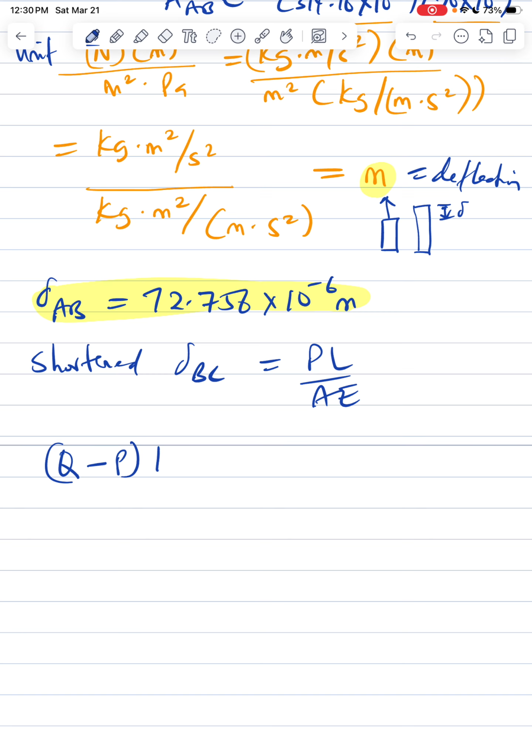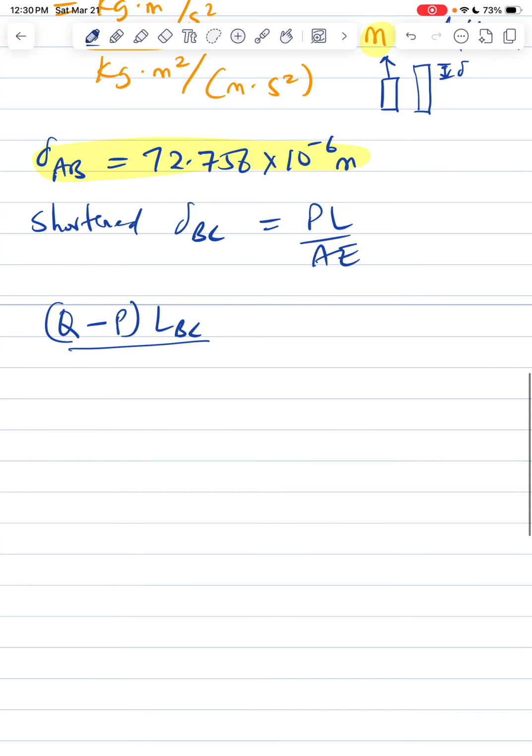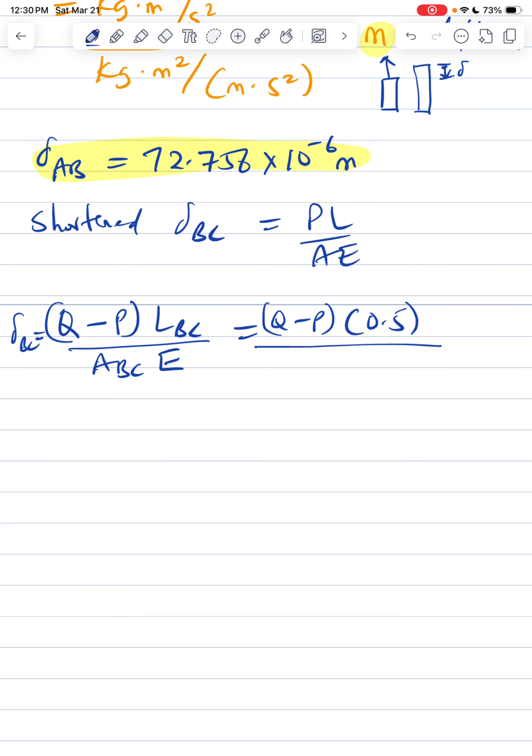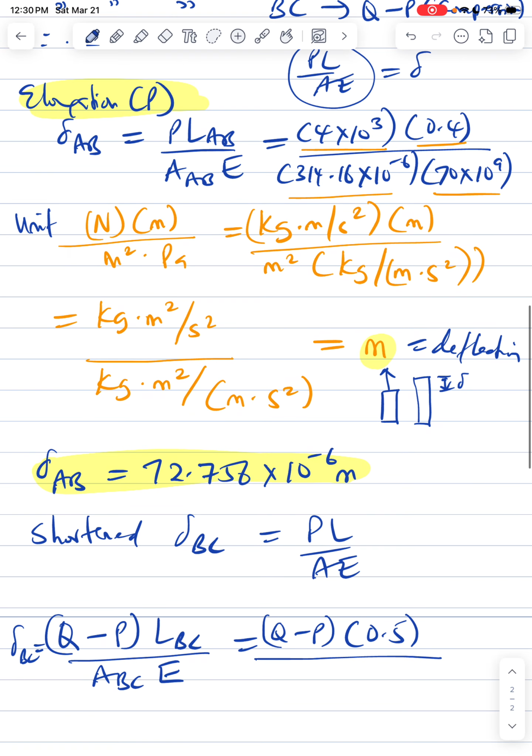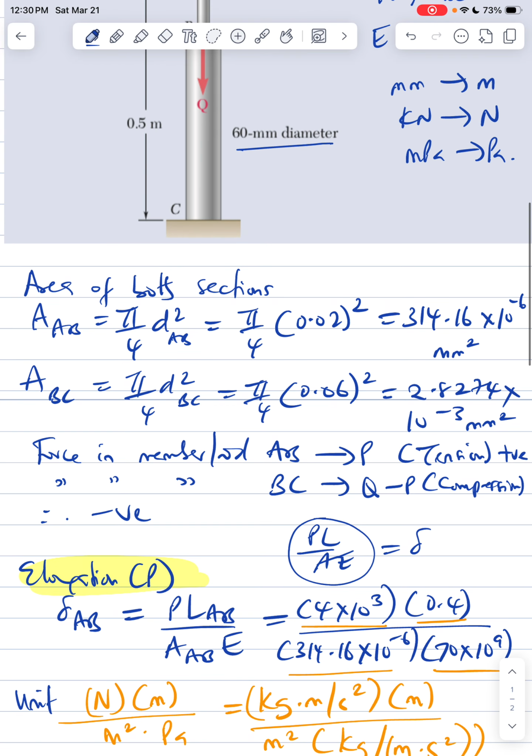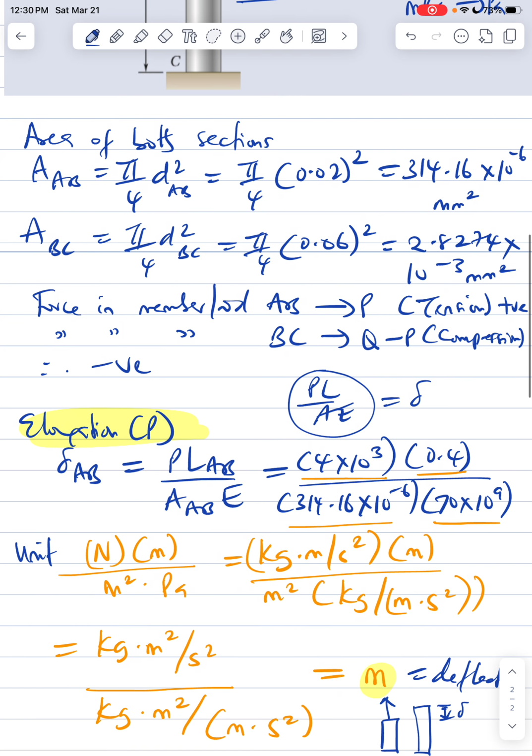Q minus P times the length of BC divided by the area of BC multiplied by the Young's modulus. And this is delta BC equal to this. Now Q minus P, let's leave that for now. We will know P, but we don't know Q. The length is 0.5 meters, right? Then the area, this area, we've already computed that area here. Where is that? So, yeah.